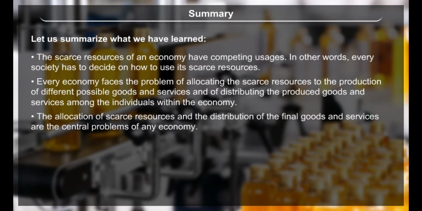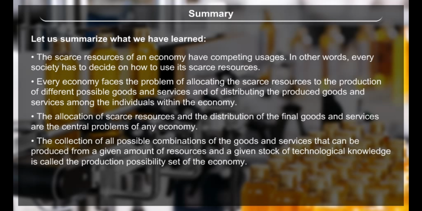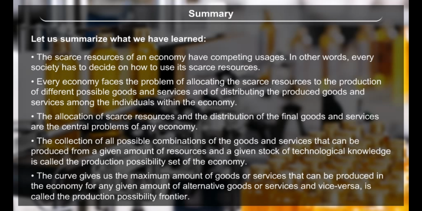The allocation of scarce resources and the distribution of the final goods and services are the central problems of any economy. The collection of all possible combinations of the goods and services that can be produced from a given amount of resources and a given stock of technological knowledge is called the production possibility set of the economy. The curve that gives us the maximum amount of goods or services that can be produced in the economy for any given amount of alternative goods or services, and vice versa, is called the production possibility frontier.